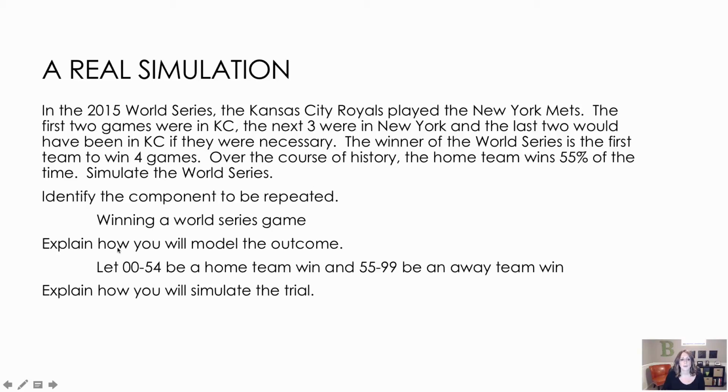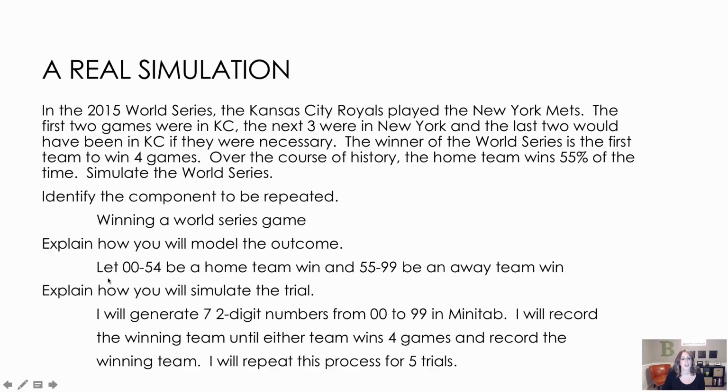Again, typically I'm going to put all of this together into one sentence, but I will generate 2-digit numbers from 00 to 99 in Minitab. You could use StatCrunch. I used Minitab on this one, which is very similar to StatCrunch. I will record the winning team until either team wins 4 games. I will repeat the process for 5 trials.